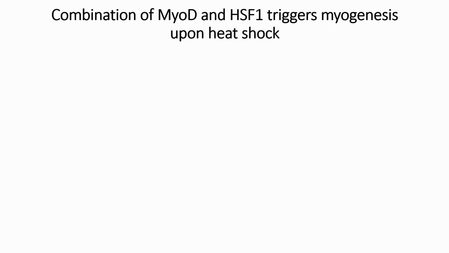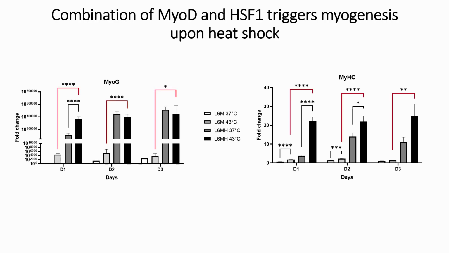To assess the efficiency of the differentiation, we analyzed two different markers, which are myogenin and myosin heavy chain. For myogenin, we saw that the Isccm cell line starts to express myogenin after 1 day of differentiation, especially upon heat shock. But the expression of myogenin is significantly higher when HSF1 is also present. So we concluded that HSF1 promotes the formation of the myocytes.